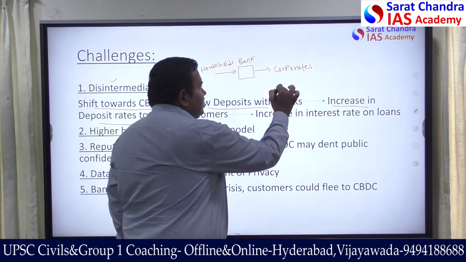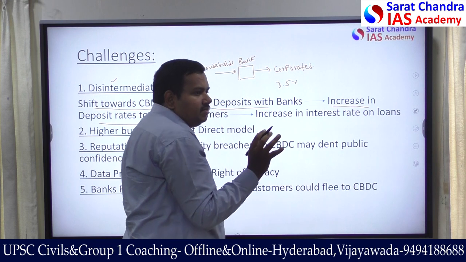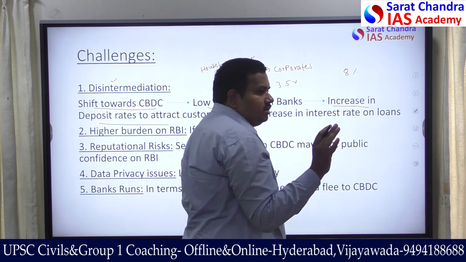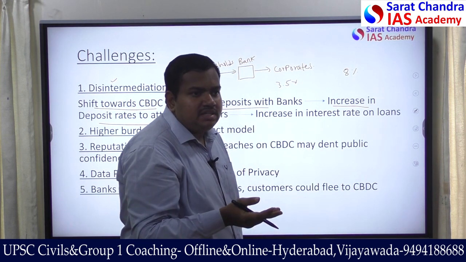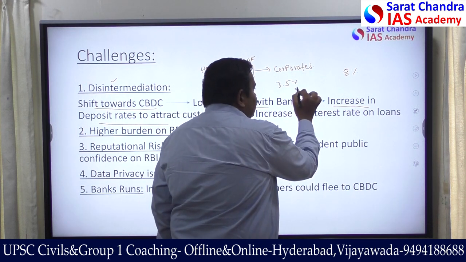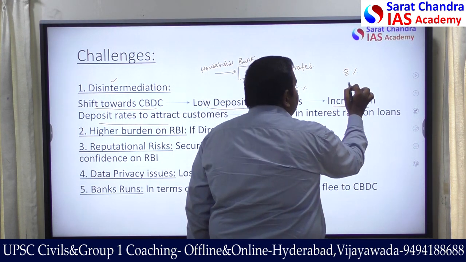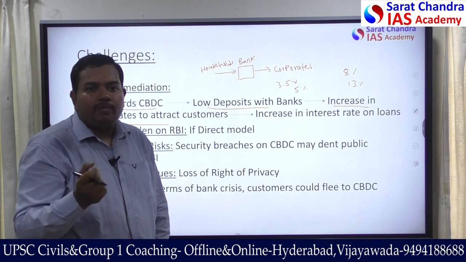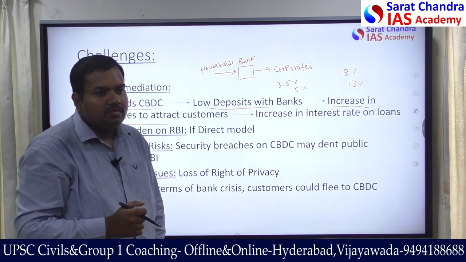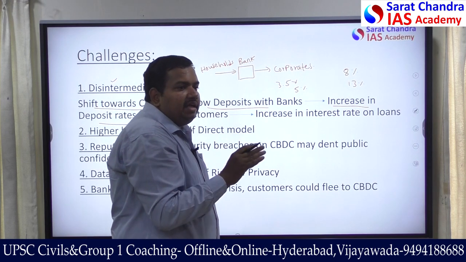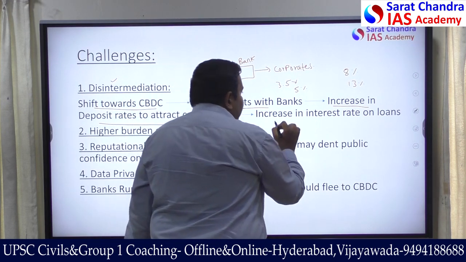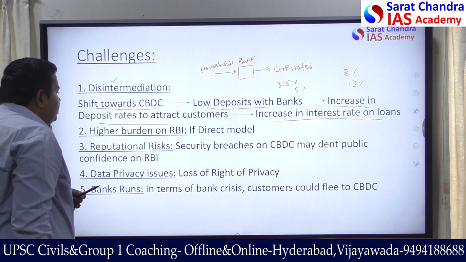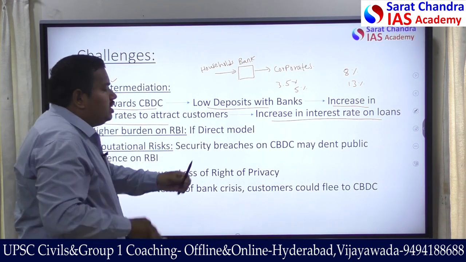Now what is the savings rate? Around 3.5% in SBI. So because of this, let us assume currently on an average the loans rate is 8%. Tomorrow, to attract more customers, they may increase the interest rate to, let us say, 5%. And here it might increase to maybe 13%. So who is going to lose because of this? Corporates. So it is going to decrease the investment. If loans become more and more costlier, investment will reduce. So increase in the interest rate on the loans is going to be one of the major impacts of disintermediation.